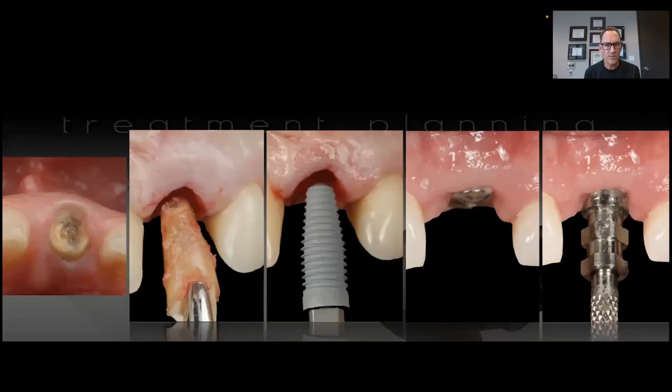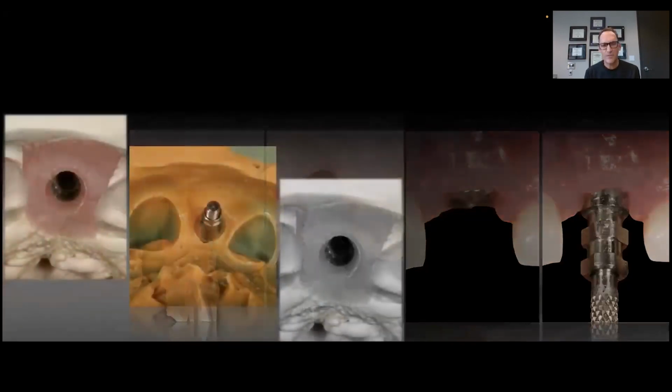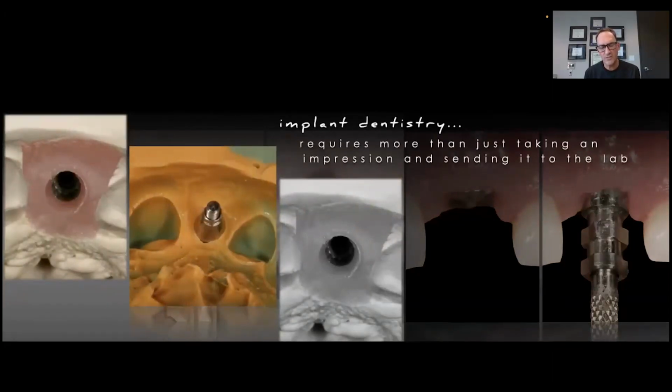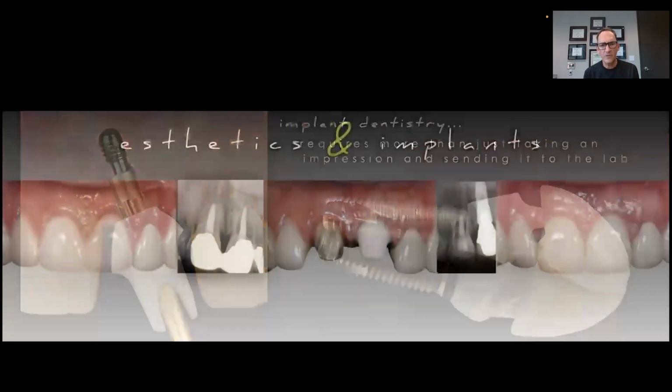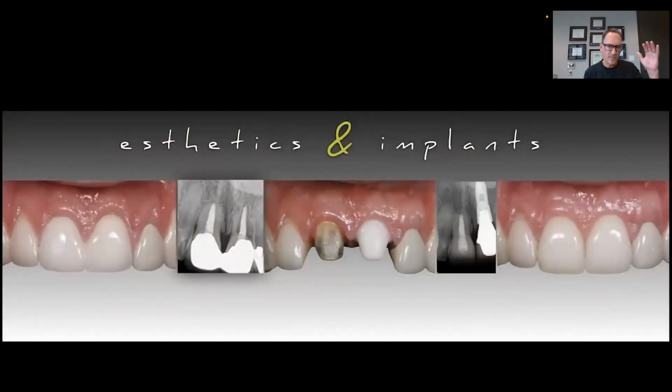The challenge with implants, though, is it's not as easy as a tooth. You don't just make an impression and then send it to your technician. You have to do a lot of work on the back end. You, as the restorative dentist, need to manage emergence profiles and soft tissue sculpting and choosing materials and cleaning cement and all of the things that go with it. Implant dentistry is quite challenging. And if you look at integration rates, as I said, they're quite high.